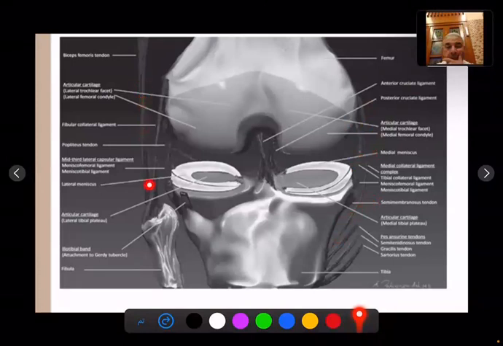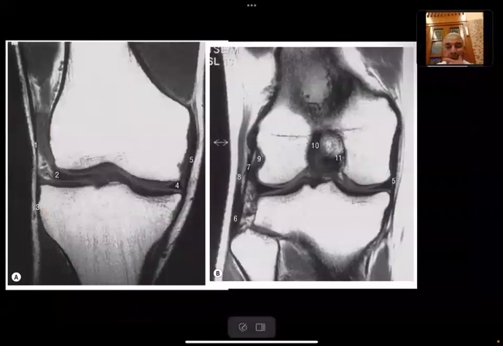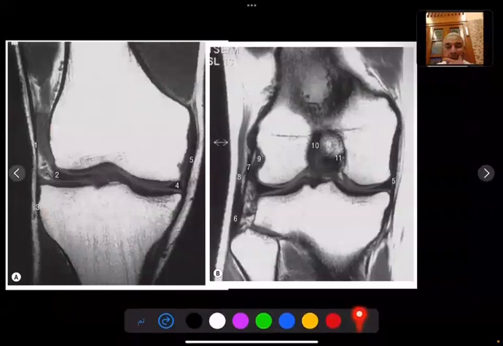This is the biceps tendon, which is separated from the posterior continuation of the lateral tibial ligament, and this is the fibular collateral ligament, which is cord-like, and this is the popliteal tendon, which is the inner layer. This is a T1 coronal image demonstrating the medial and lateral ligaments.